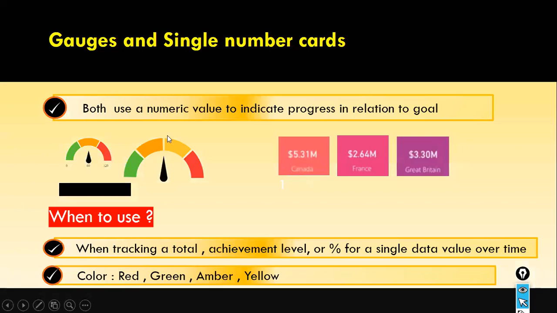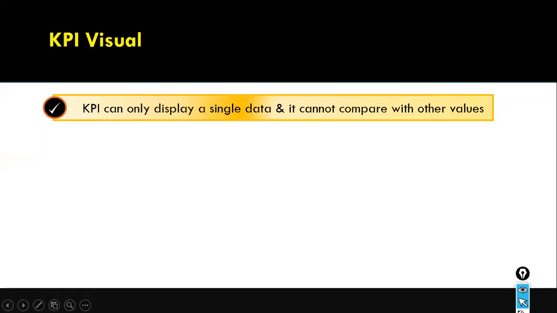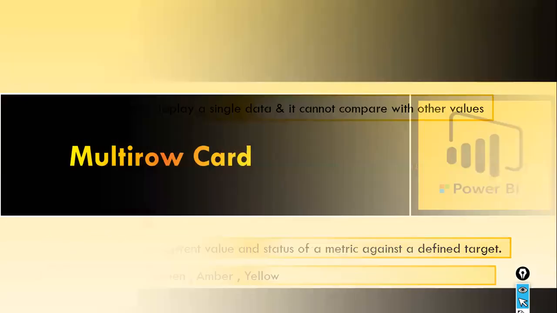Single card we also discussed. Now the question is, when to use the gauge chart? When tracking the total achievement level against your target, you can use the gauge chart. Red, green, amber, yellow, like a traffic light, these colors are recommended. The next one is the KPI visual. KPI can only display a single data point and it cannot compare with other values. That is what the KPI is all about.